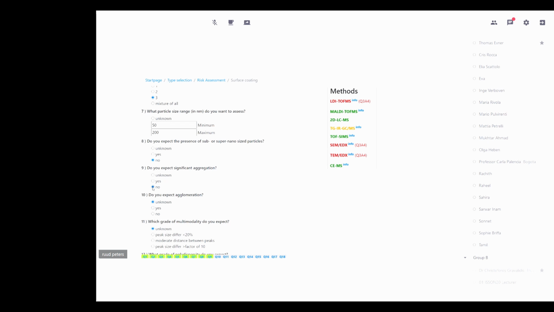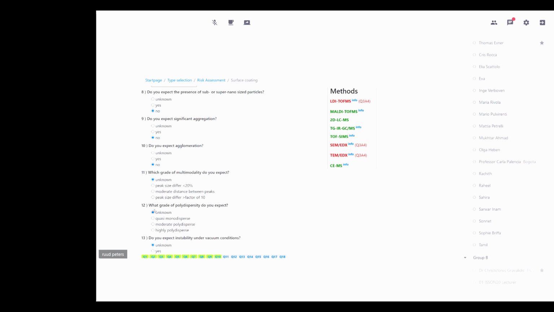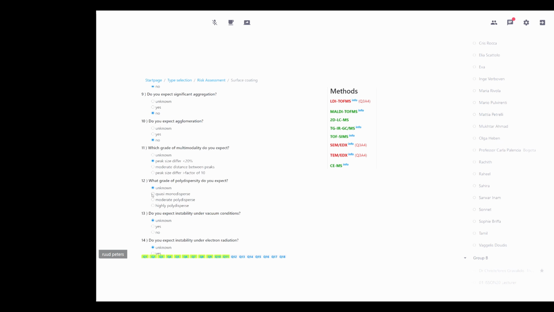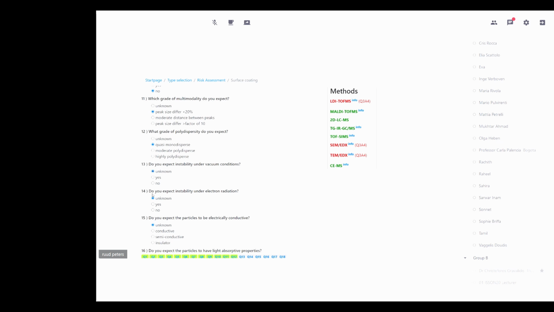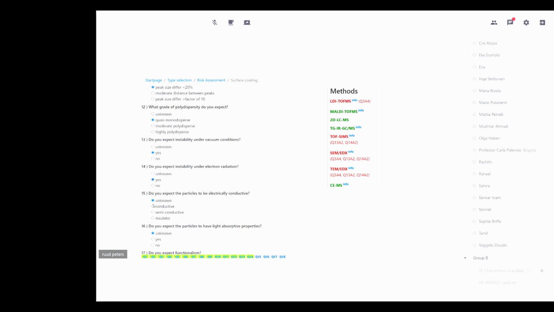And now you can see that a number of methods turn to green, and they say, well, we are probably able to identify this surface coating. Do you expect agglomeration? Answer is no. One more turns green. And which grade of multimodality do you expect? Peak size differs small. It is quasi-monodisperse. Do I expect instability under vacuum conditions? Well, yes, that could well be because it is an organic material. And so top sims now is also out of the question. Do I expect instability under electron radiation? Yes, again. And so we get some more red here.